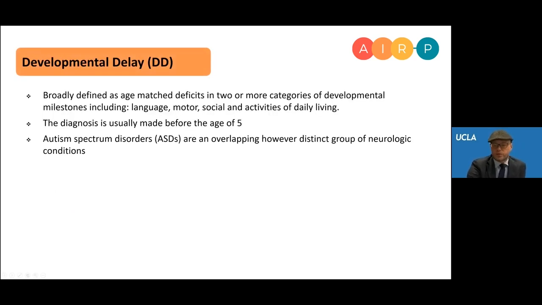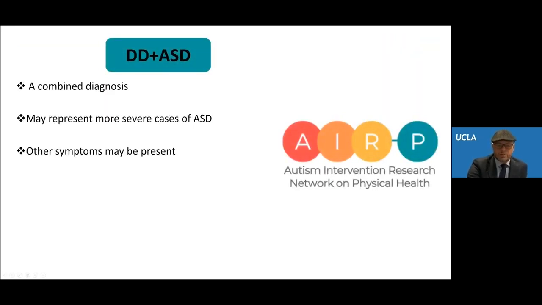Now, the other term that we wanted to be aware of is developmental delay, broadly defined as age-matched differences in 2 or more categories of developmental milestones that can include language, motor, social, or activities of daily living. The diagnosis is usually made before the age of 5, which is when a lot of individuals, particularly children, are first identified. Autism spectrum conditions can overlap within this distinct group of neurological presentations. So in many instances, we'll observe developmental delay that can then evolve into intellectual disability, in some cases associated with autism spectrum phenotypes as well. We can call that a combined diagnosis, and it may represent, in some cases, more severe instances of autism, and other symptoms and other medical conditions can be associated with them.